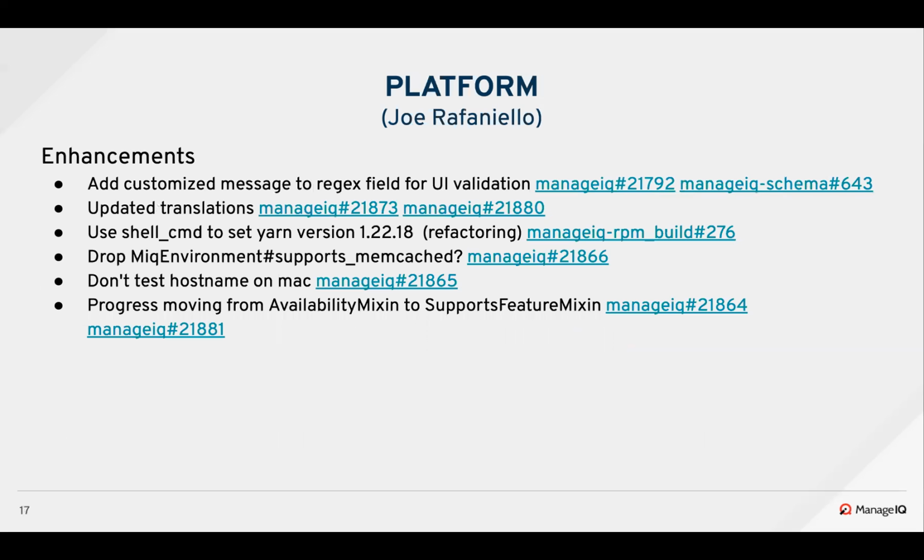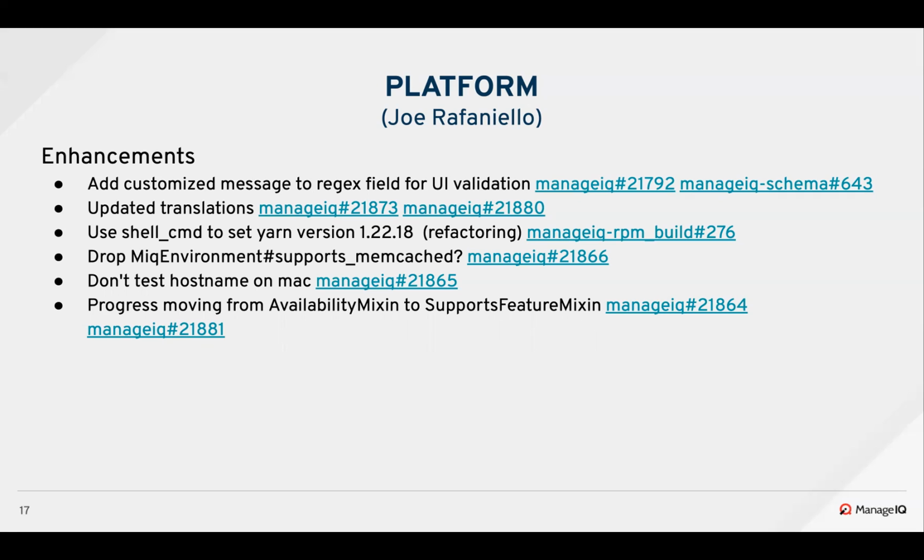Okay, so for the platform enhancements: previously, you could specify a regex field. So Akil added the ability to specify a custom validation message. So for example, if your regex doesn't match, it can give you a useful message to display. I added updated translations from the translations team.